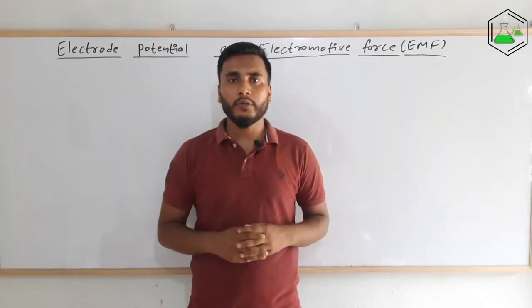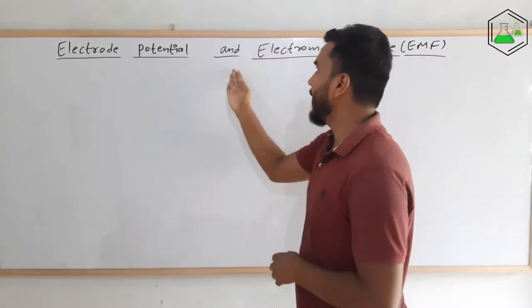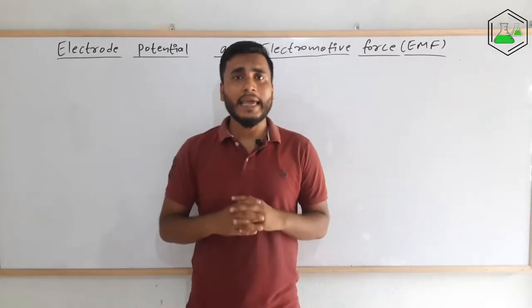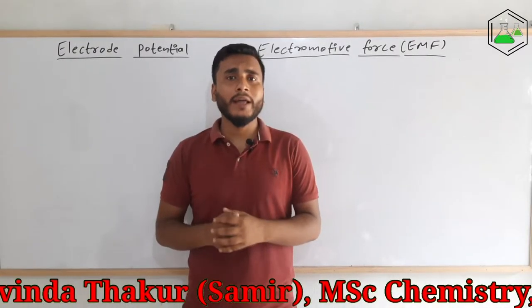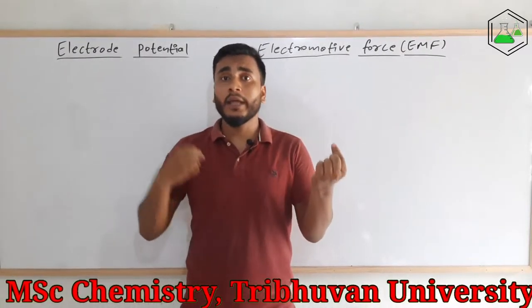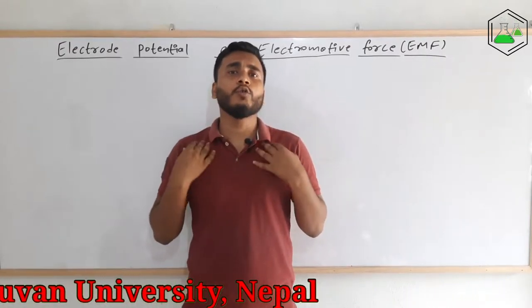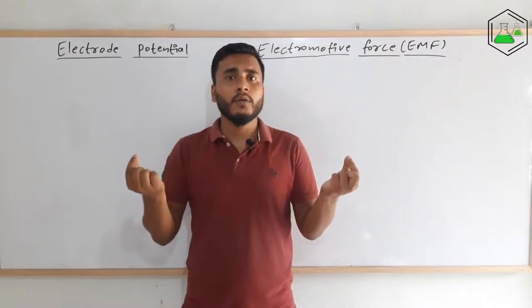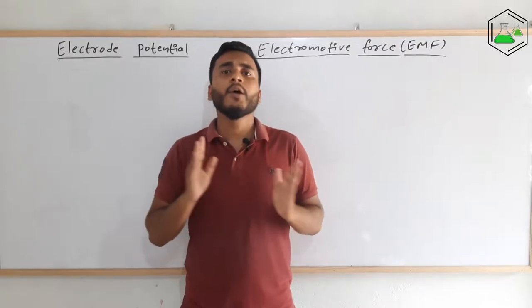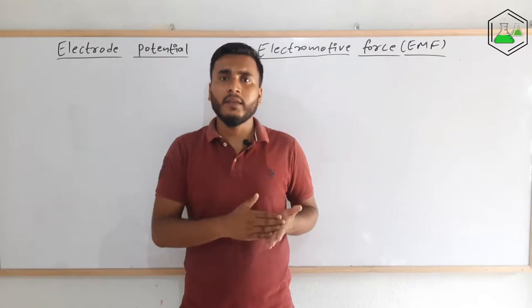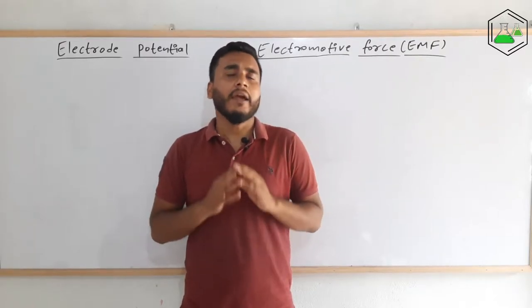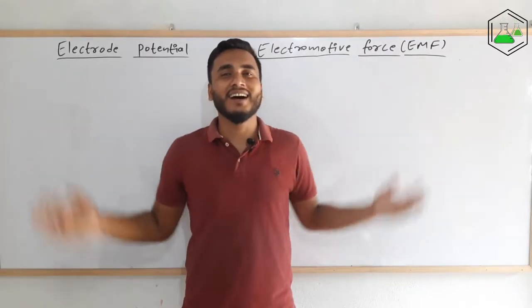In this video, I am going to explain electrode potential and electromotive force, that is EMF. When we make a galvanic cell, we have to be very careful while choosing the electrodes, that is anode and cathode. So on what basis do we choose the anode and cathode for a galvanic cell? Similarly, what is the reason behind the production of electricity in a galvanic cell? In this video, we are going to understand everything about that. So let's start.